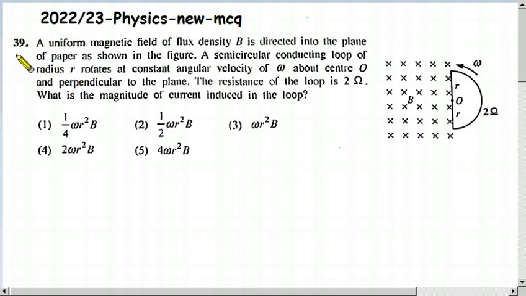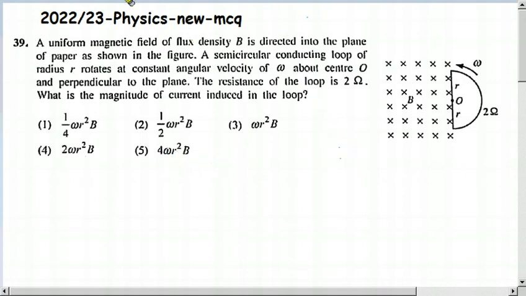Children, today I am going to discuss question number 39 from the MCQ part of 2022-23 Physics New Syllabus paper. A uniform magnetic field of flux density capital B is directed into the plane of the paper as shown in the figure. A semicircular conducting loop of radius r rotates at constant angular velocity of omega about center O and perpendicular to the plane. The resistance of the loop is 2 ohm. What is the magnitude of current induced in the loop? Quarter omega r squared b, half omega r squared b, omega r squared b, 2 omega r squared b, 4 times omega r squared b.